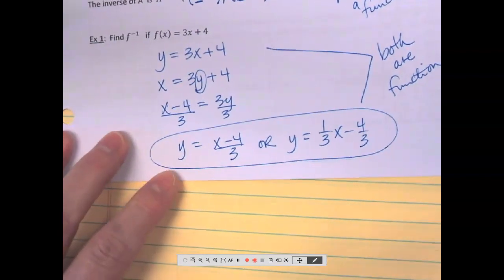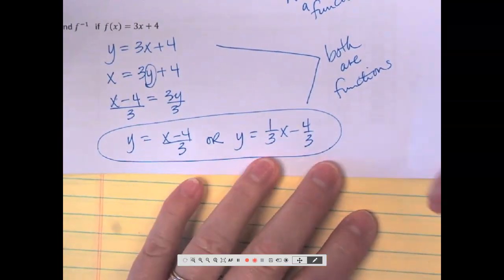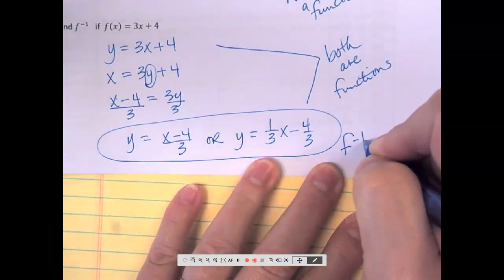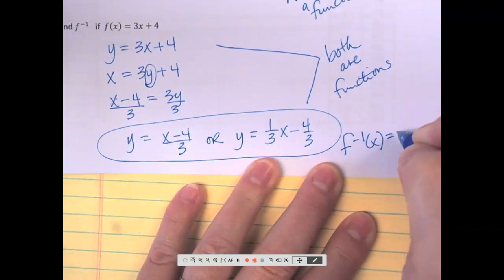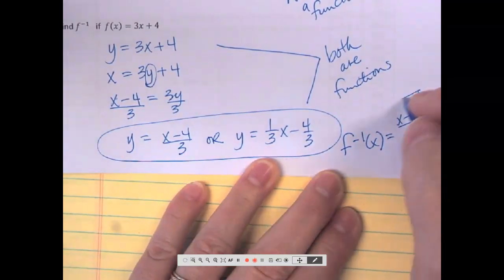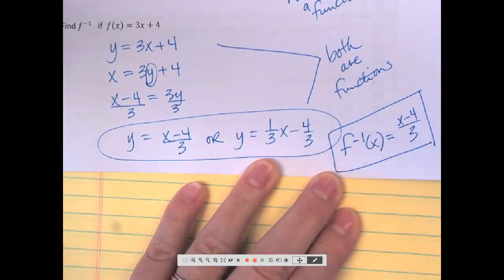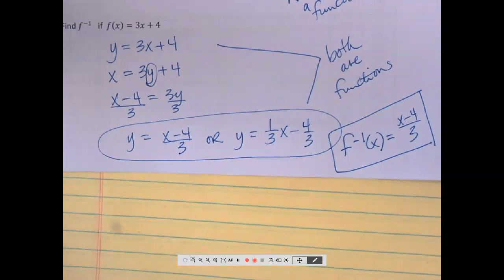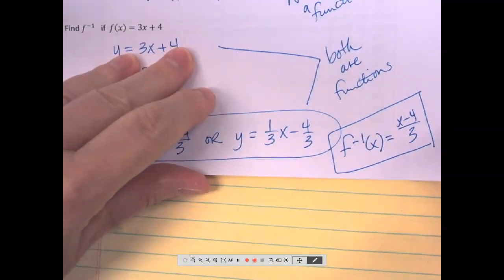So normally what we'll do in the end, I may have it on the next page, but I would say f inverse equals x minus 4 over 3. Or I could write it the other way, splitting it up into 2 fractions. But instead of leaving it at y equals, we'd probably say f inverse equals whatever we found. Okay? All right, next page.